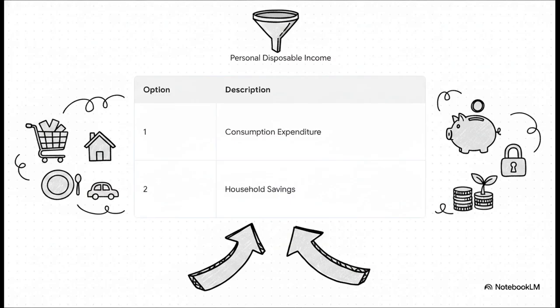And once you have your personal disposable income, you really only have two choices of what to do with it. You can either spend it, which is consumption expenditure, or you can put it away as household savings. That right there is the ultimate endpoint of the national income journey.